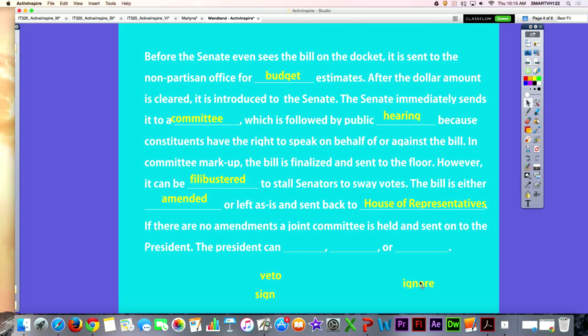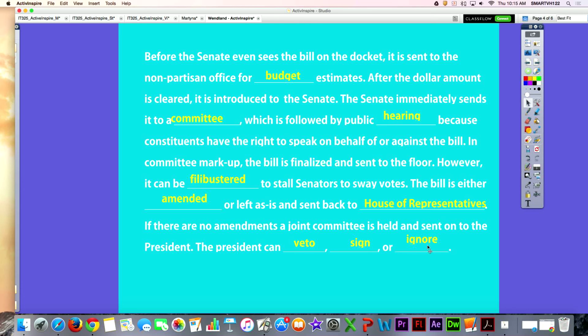Now the President has the right to do, what is a veto? It's saying no with a reason. The President can also sign it, and when he signs it, it immediately becomes a law. Bada bing, bada boom, there we are. And his last option is to ignore it. Now why can he ignore it?